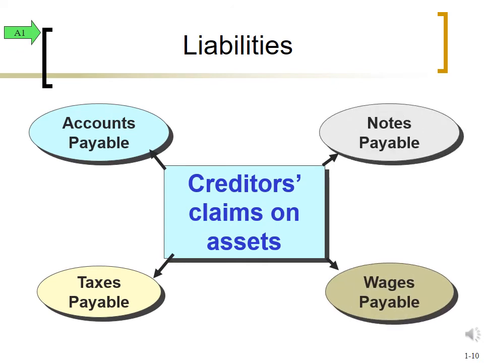Liabilities, on the other hand, are things that companies or individuals owe. Just like you may have a mortgage payment or credit card payments outstanding that you need to pay, those are liabilities. And so corporations and businesses will have liabilities as well.